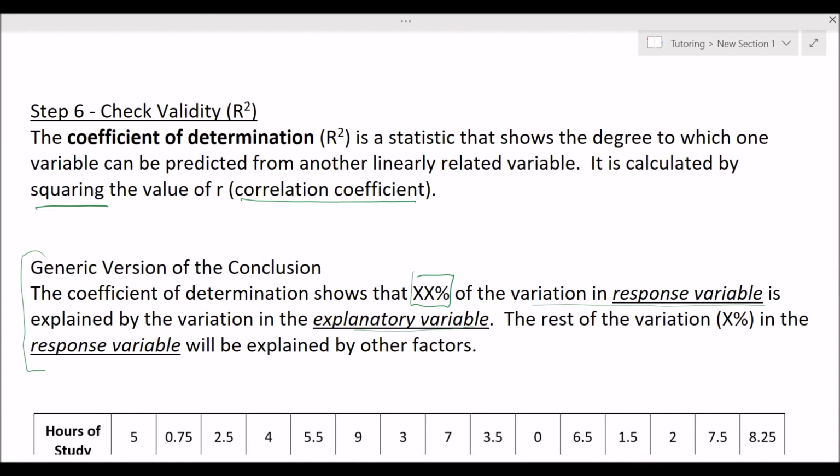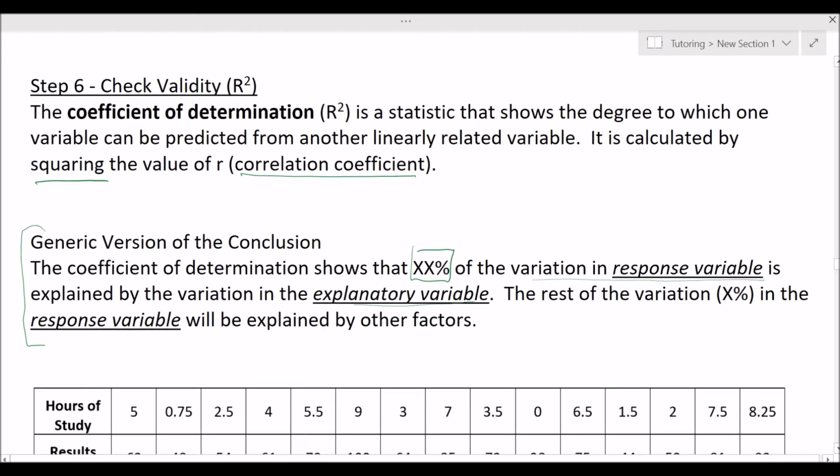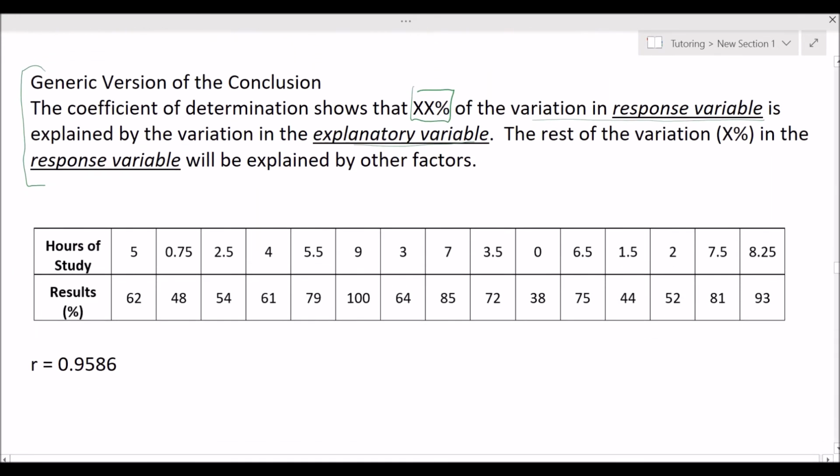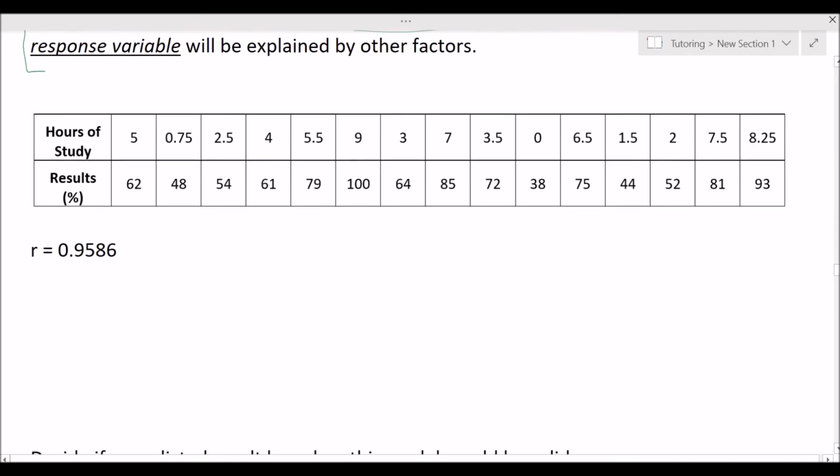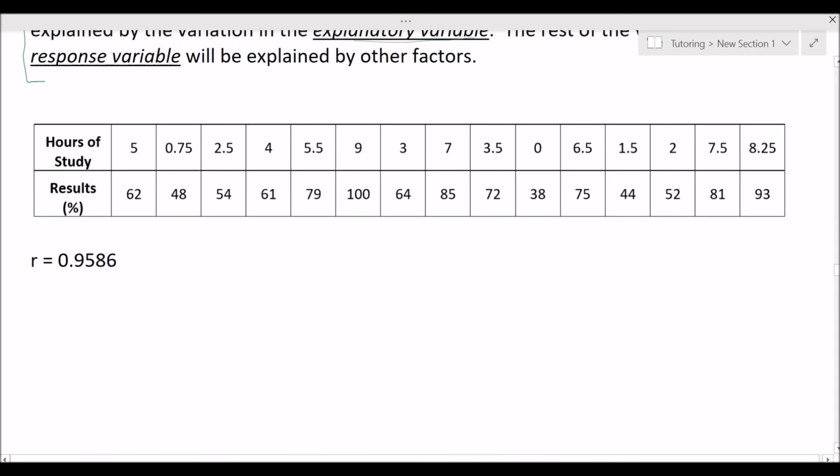Okay, so you might want to jot down that generic version, and you can fill in the blanks based on the results you get from your specific example. Let's go back to our example. So here are our hours of study versus results. I've written down the R statistical calculation again, so our correlation coefficient is 0.9586. I'd like you now to calculate the coefficient of determination by squaring it. Go ahead and do that.